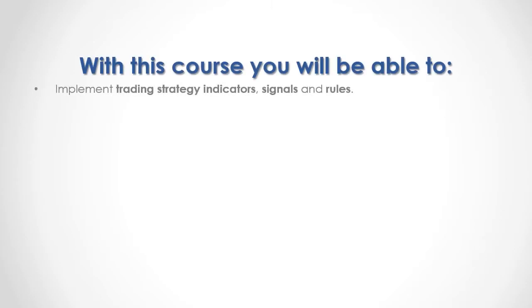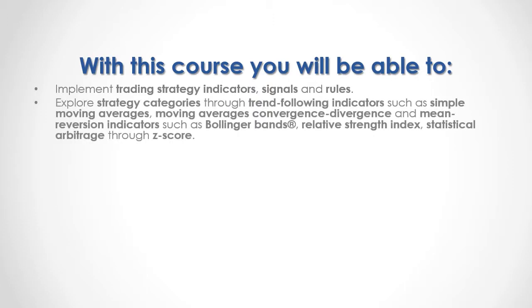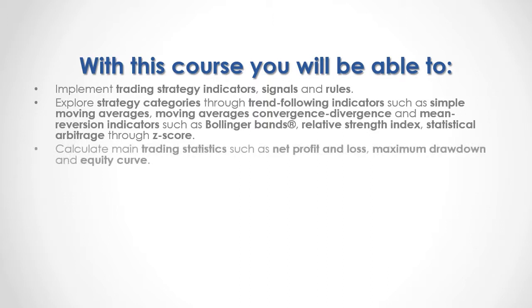At the end of this course, you will be able to implement trading strategy indicators, signals and rules, explore strategy categories through trend-following indicators such as simple moving averages convergence, divergence, and mean reversion indicators such as Bollinger Bands, relative strength index, statistical arbitrage through Z-score.